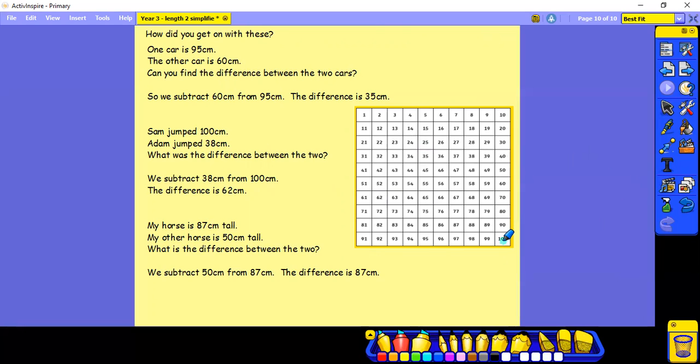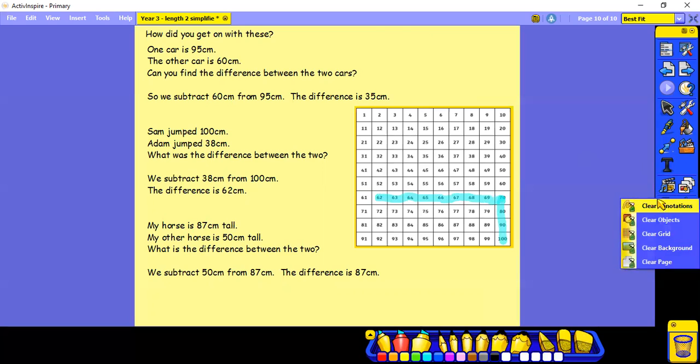So here's 100, so I'm going to go 10, 20, 30. So that's my 3 tens, and now I'm going to count back 8. 1, 2, 3, 4, 5, 6, 7, 8. The answer is 62. So the difference between 38 centimetres and 100 centimetres is 62 centimetres.